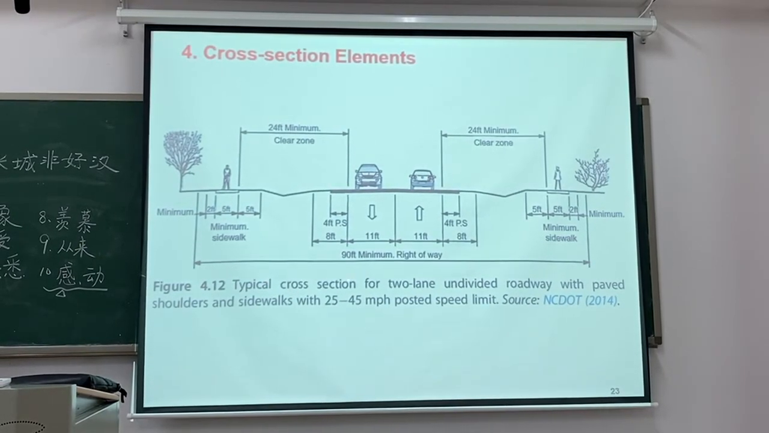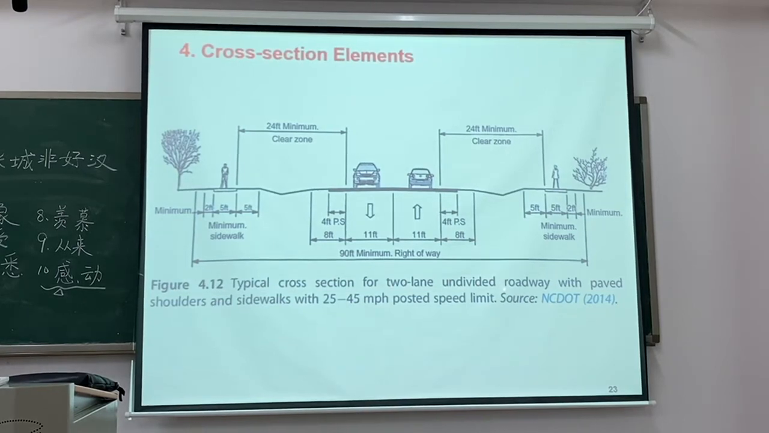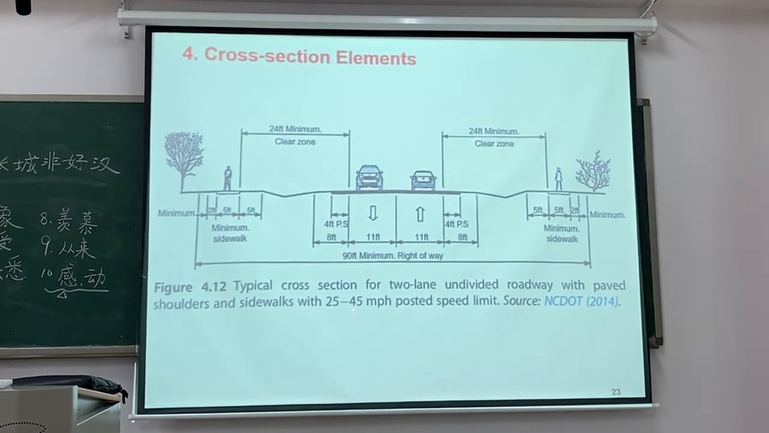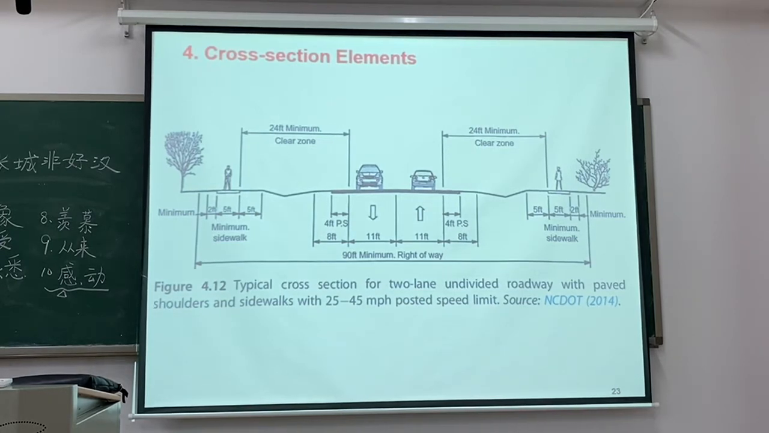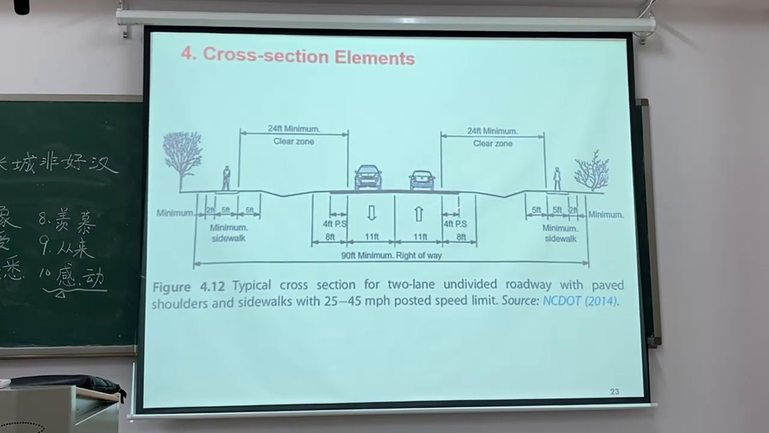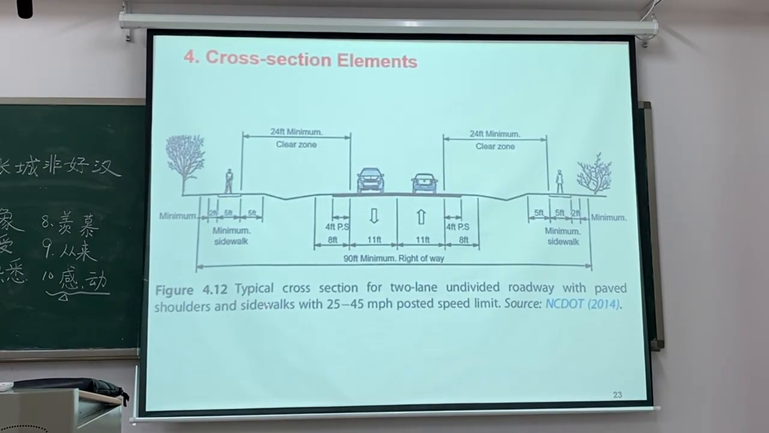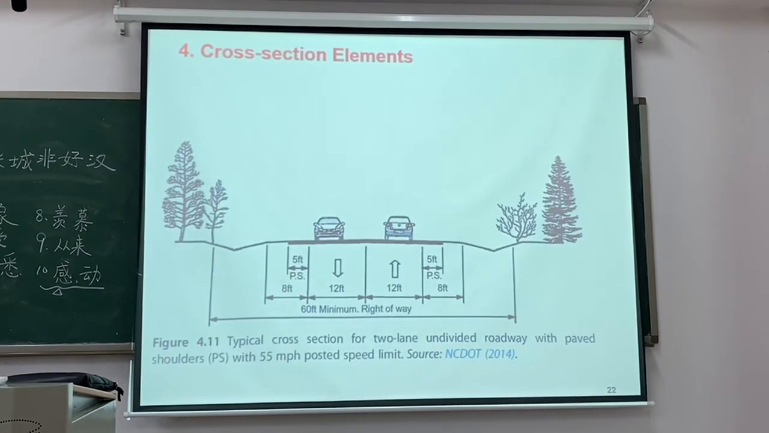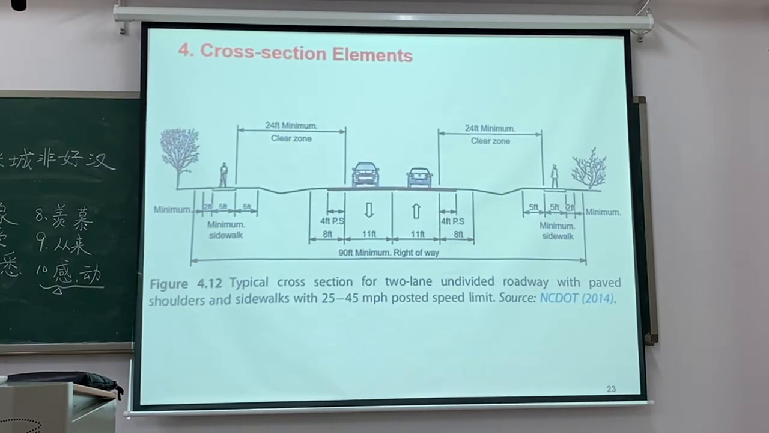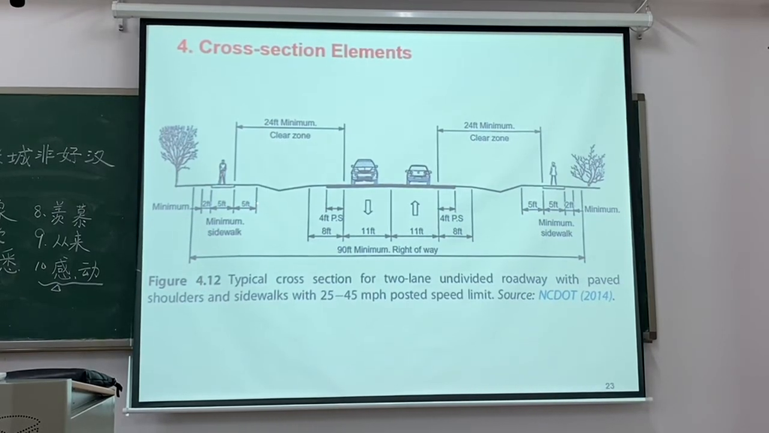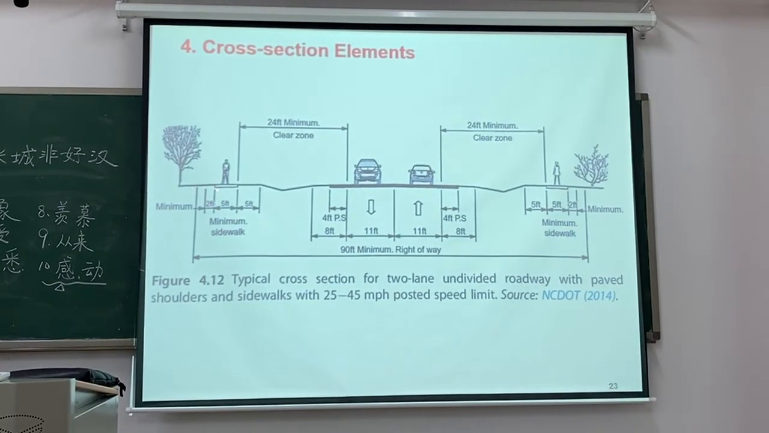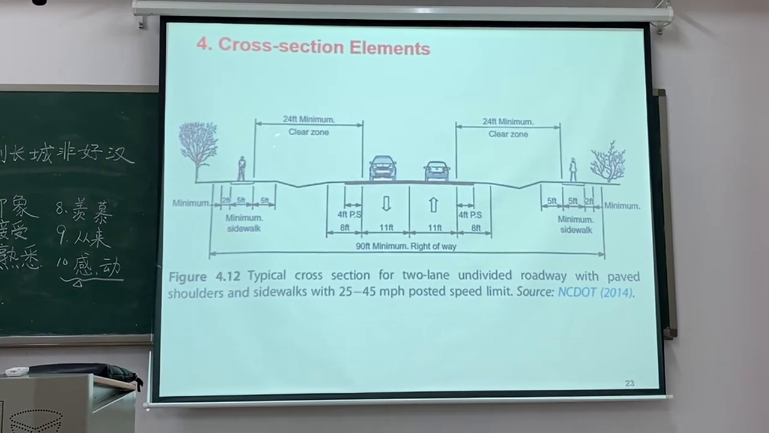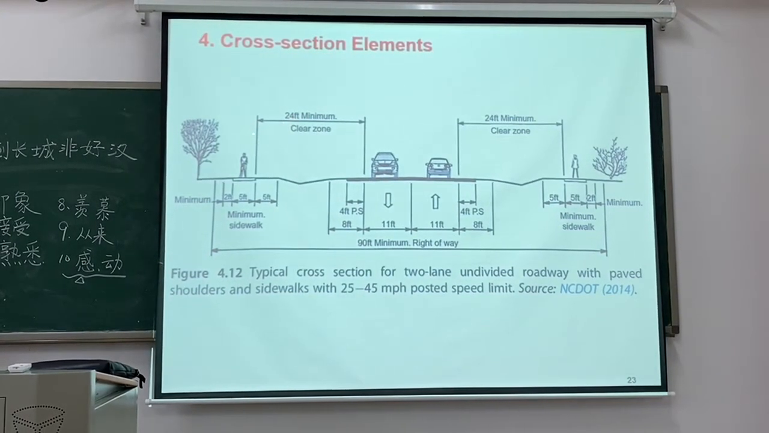This is a typical cross section for a two-lane undivided roadway with paved shoulders and sidewalks with a 25 to 45 mph posted speed limit. We can see that this is different. We add two sidewalks. The minimum sidewalk is about 12 feet. Now we should consider clear zones. The clear zone minimum is 24 feet.